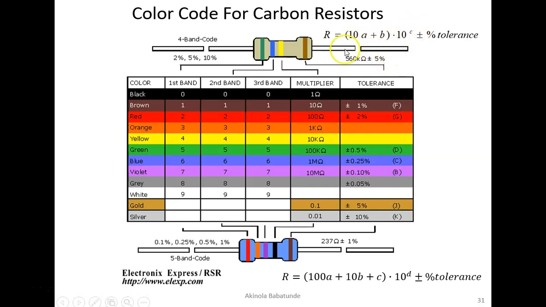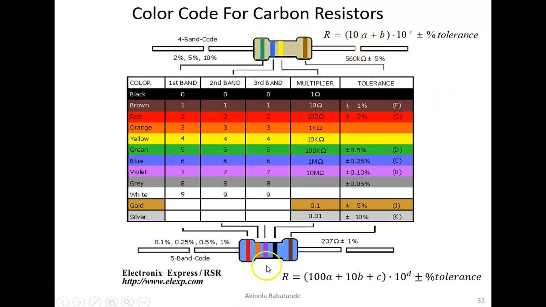or minus 5%. This brown, if you go to the tolerance, you scroll down, look for brown. This is brown. So the tolerance is going to be plus or minus 5%. So the value of this particular resistor will be 560 kilo ohms plus or minus 5%.